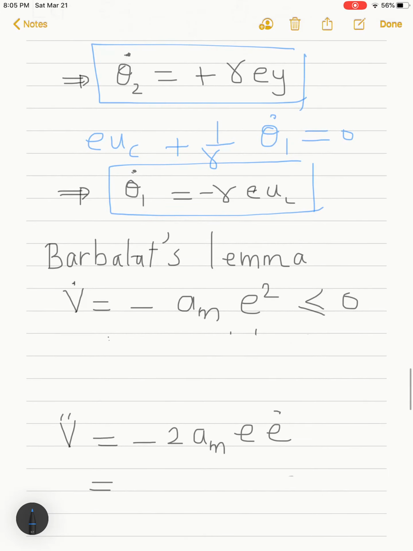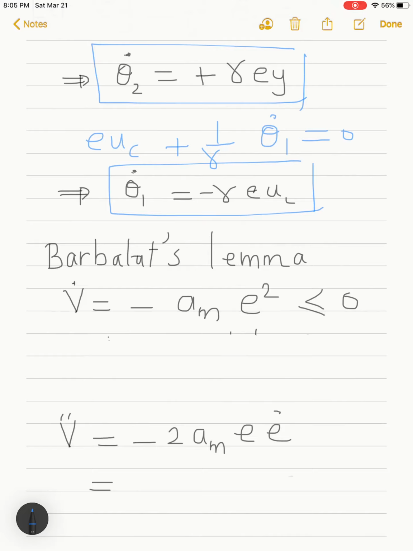Once again I'm going to use Barbalat's lemma to show that the system output will really converge to the desired output. So we have V dot equals minus a_m e squared, and this is negative semi-definite. It is negative semi-definite because the error in the parameter doesn't appear in the equation for V dot, only e appears there. So the value of V dot could be 0 for a non-zero value of the error in the parameters.